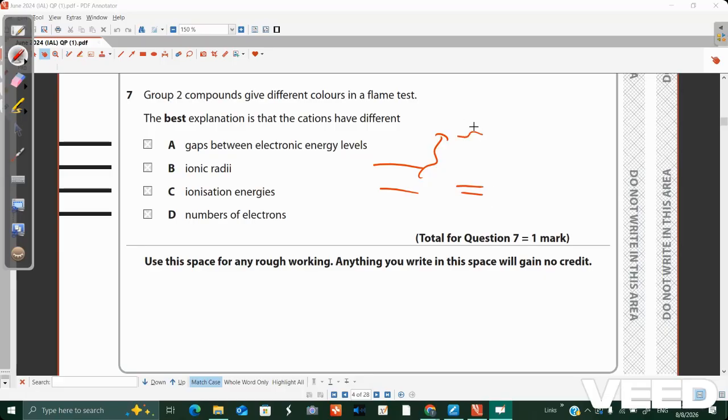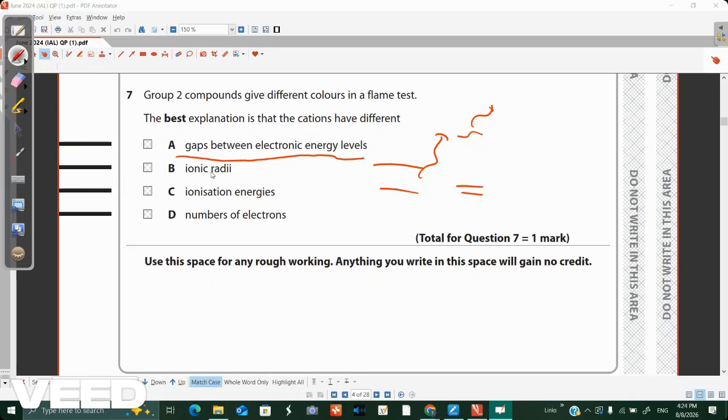So therefore, different energies means different frequencies and wavelengths. Different frequencies and wavelengths mean different colors. So the difference in the gap between the energy levels is what gives different colors, right? So understand the question. Cations have different gaps between the electronic energy levels. Because of that difference only they are giving different colors.